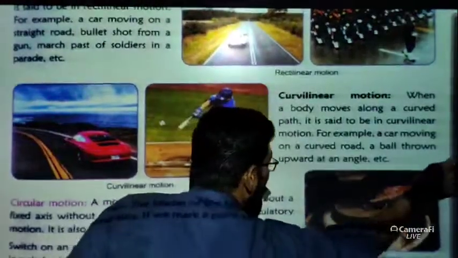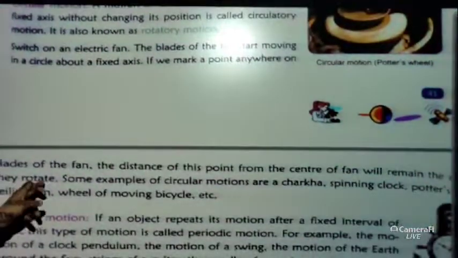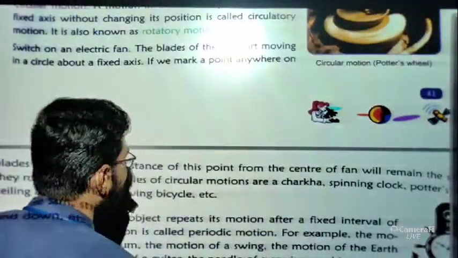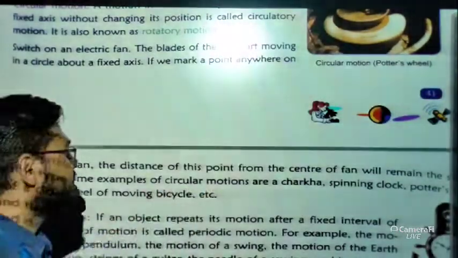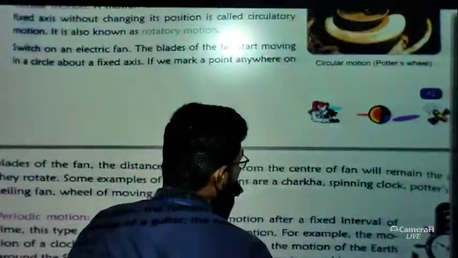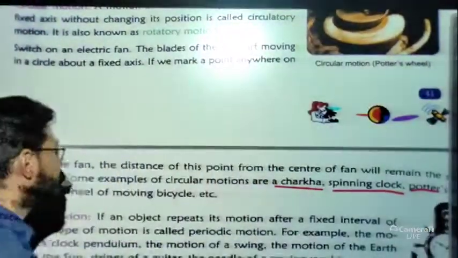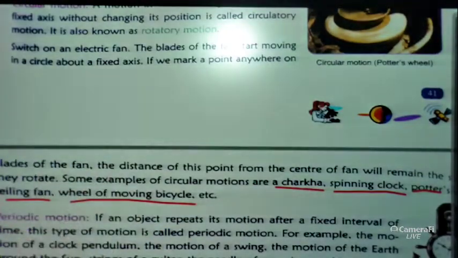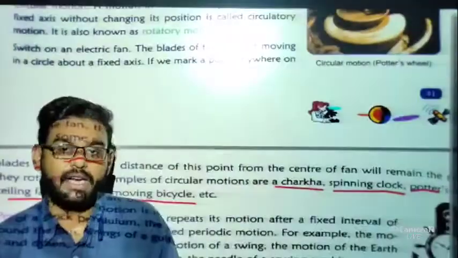Now let me tell you one thing: if we mark a point anywhere on the blades of the fan, then the distance of the point from the center of the fan will remain the same when they rotate. Some examples of circular motions, as you have read about in fiber to fabrics, are the charkha, spinning clock, potter's wheel, ceiling fan, and wheels of a moving bicycle. All these are examples of circular motions. So what we have read about is straight line motion or rectilinear motion.